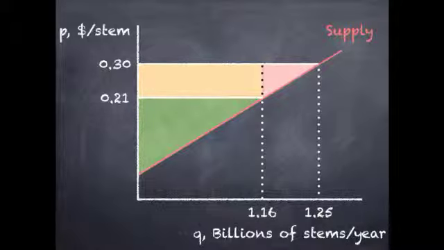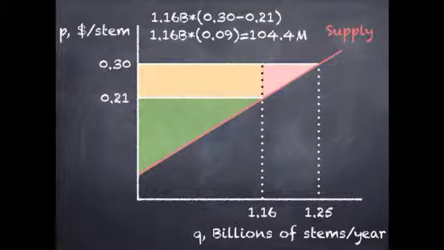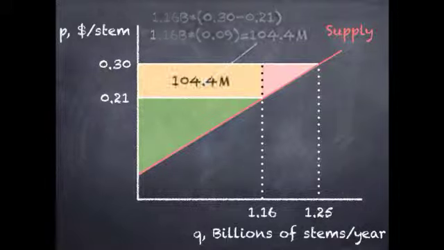So let's calculate the rectangle first. That's just base times height. So it's 1.16 billion times 30 cents minus 21 cents. So 1.16 billion multiplied by 9 cents gives us $104.4 million of producer surplus. So this rectangle represents $104.4 million worth of producer surplus that no longer exists.